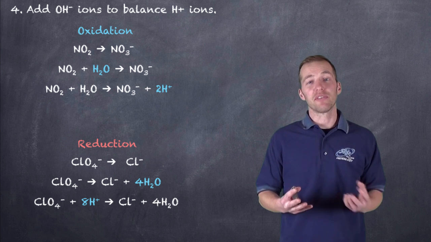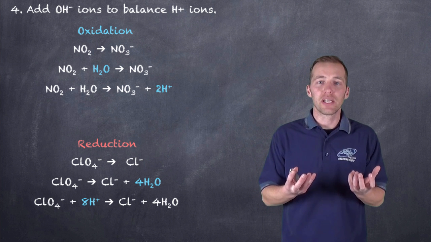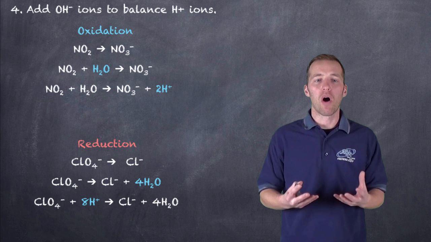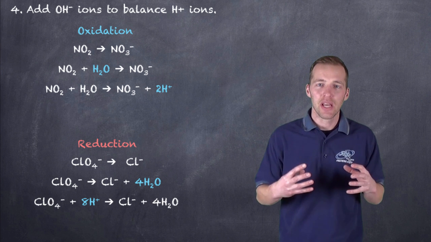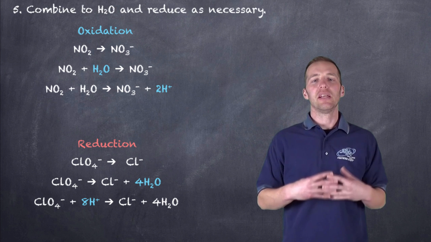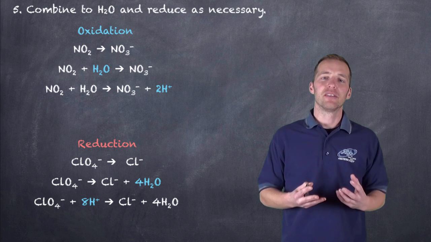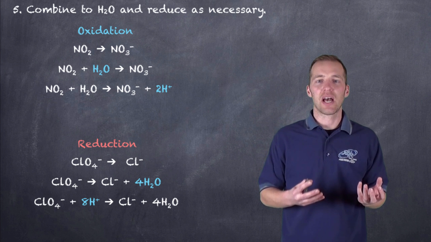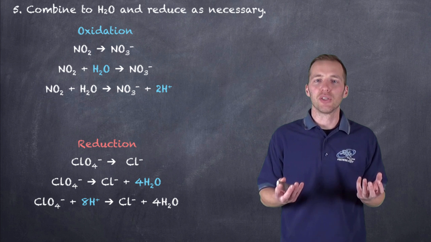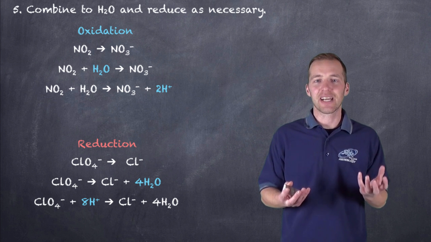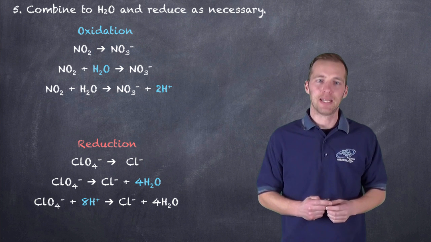Now what you'll notice is if you add hydroxide ions to hydrogen ions, those two things will react or combine to form water. So anything that you add in terms of hydroxide and hydrogen, you're going to combine into water, and then you're going to reduce as necessary. What I mean by that is if you had 6 water on one side and 4 water on the other, then those 4 water molecules really didn't do anything, so you're going to reduce that 6 to 2, and you're going to eliminate that 4 on the other side completely.